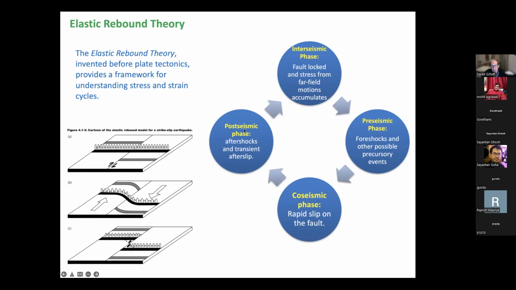You have a post-seismic phase where you have aftershocks and transient afterslip. The viscous part of the lower crust may deform over a matter of years in response to the near surface rupture. And then you go back to the interseismic phase.